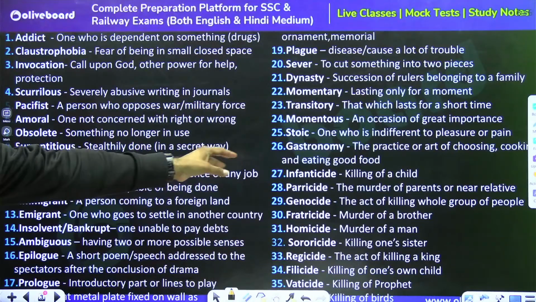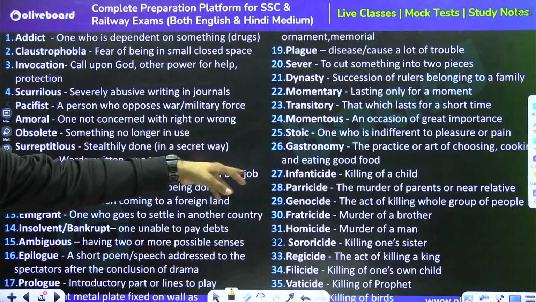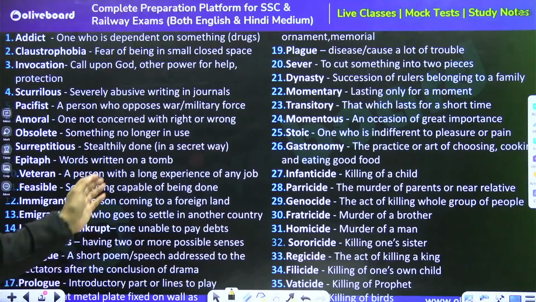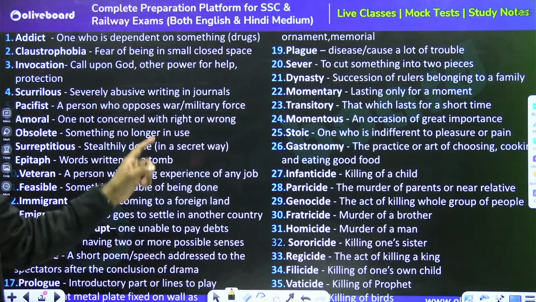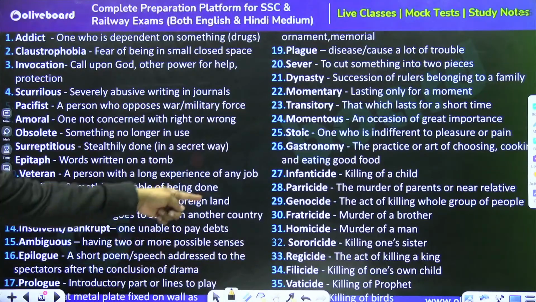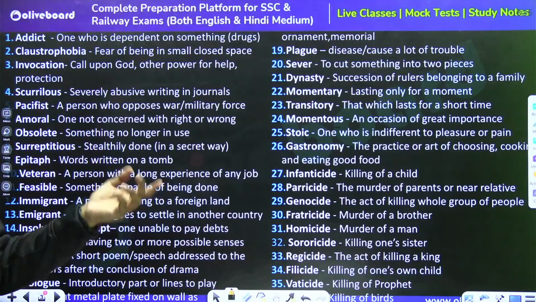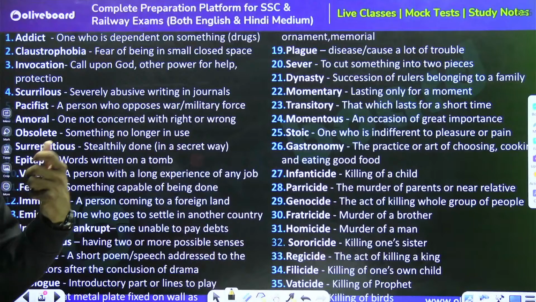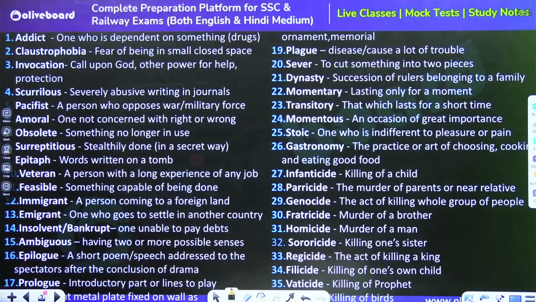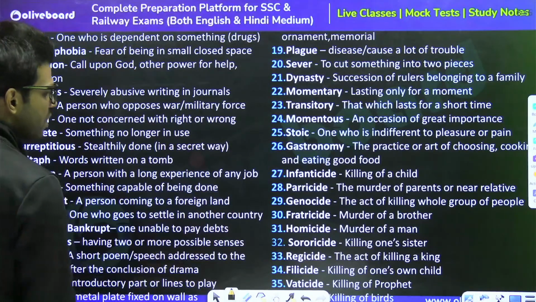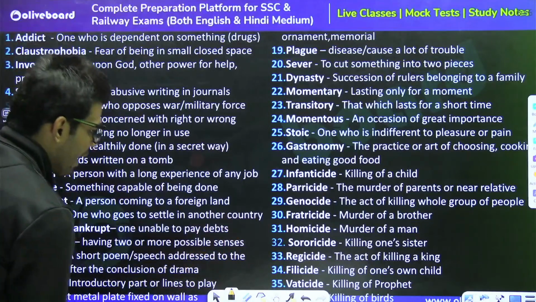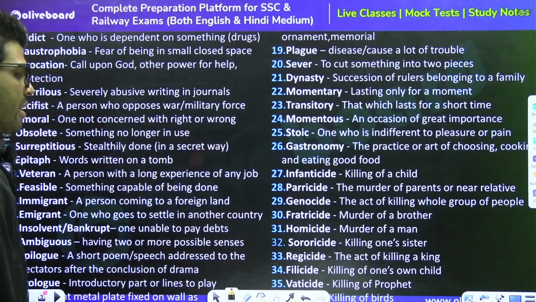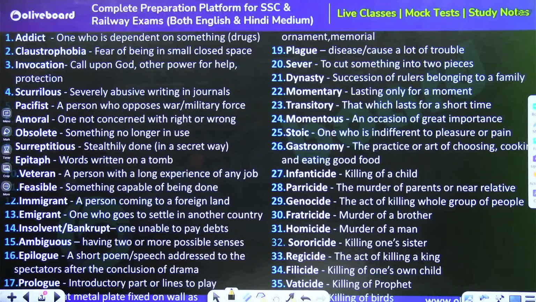Para, parents and such: murder of parents or relatives. Genocide, killing whole genes, that means a group of people, a race of people we can say. Fratricide, murder of a brother. Homicide, murder of homo, same, men, killing another man. Man is common gender here, not representing the masculine gender. When a person kills another person, it's supposed to be homicide. Killing of a sister, sororicide. Of a king, regicide. Killing of one's own child is filicide. Veticide, killing of a prophet. Do remember all these.